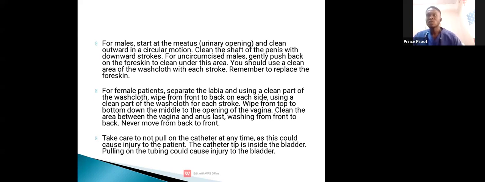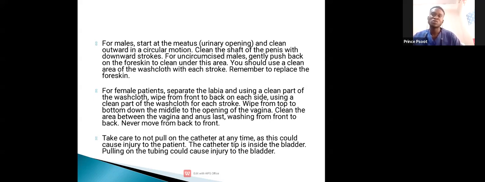But for female patients, you separate the labia using a clean part of the washcloth or the wipe, and then you wipe from front to back on each side using a clean part of the washcloth for each stroke. Wipe from the top to the bottom and in the middle of the opening of the vagina. Then you clean the area between the vagina and the anus last. Wash from front to back, not from back to front. Never move from back to front.